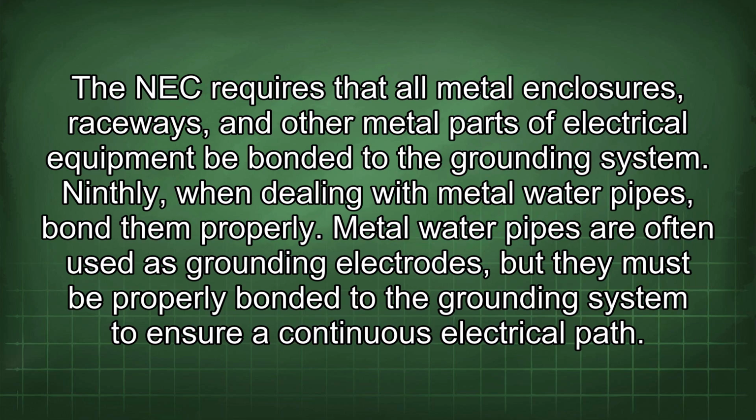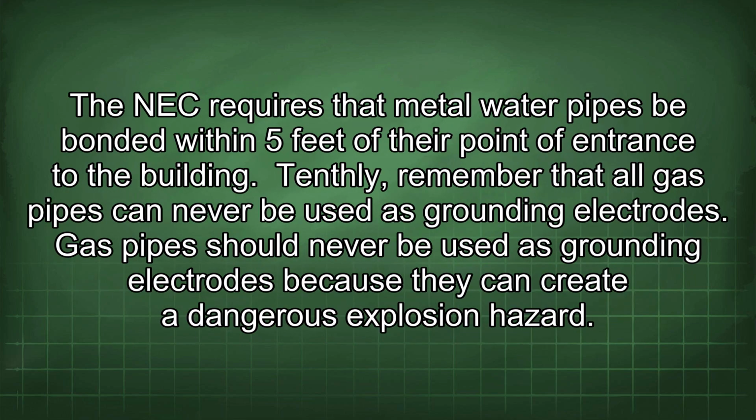Ninthly, when dealing with metal water pipes, bond them properly. Metal water pipes are often used as grounding electrodes, but they must be properly bonded to the grounding system to ensure a continuous electrical path. The NEC requires that metal water pipes be bonded within 5 feet of their point of entrance to the building.